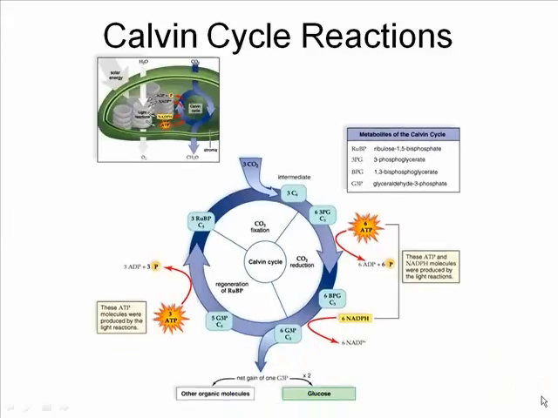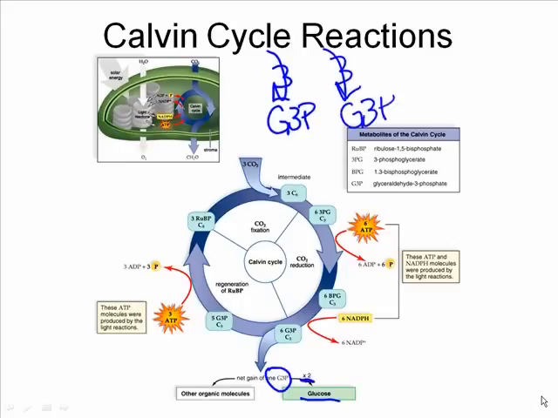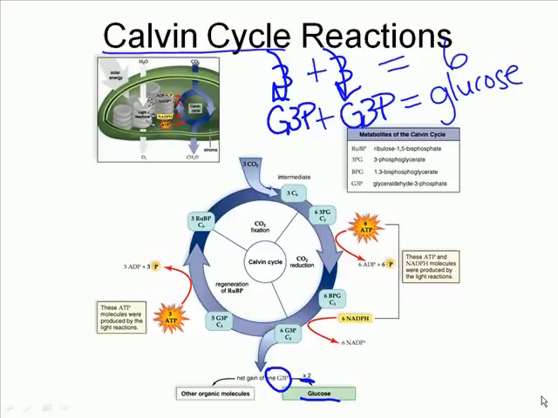Our 1 G3P that was just created is not enough to make glucose by itself. Note it actually takes 2 G3Ps to make a glucose. So if we think back through it, the Calvin cycle has to turn 3 total times to make 1 G3P, and we have to do that twice in order to make a glucose, because G3P plus G3P equals a glucose. So it actually takes 6 total turns of the Calvin cycle to make a single glucose molecule.